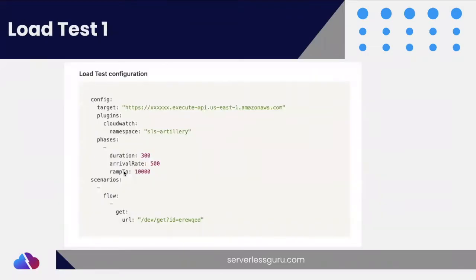So we created a configuration file using Serverless Artillery, and we put our endpoint here, and we set some rules saying that okay, this will run for 5 minutes, which is 300 seconds, and the arrival rate will be 500. And during this 5-minute period, this will try to ramp up to 10,000 concurrent requests. And let's see what happened.